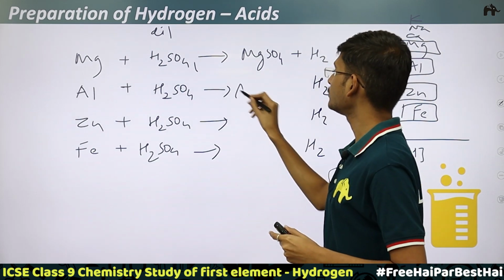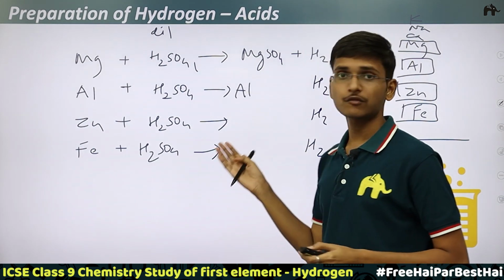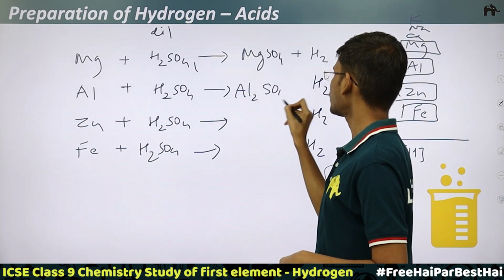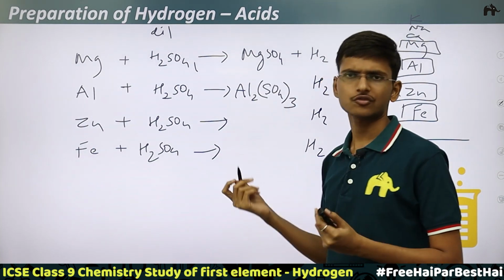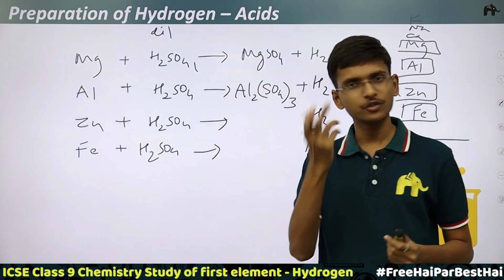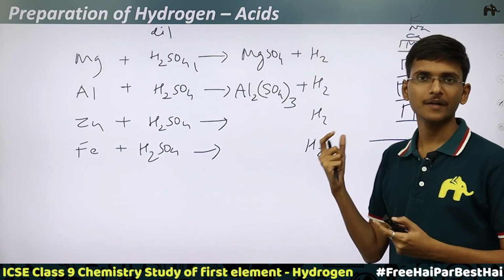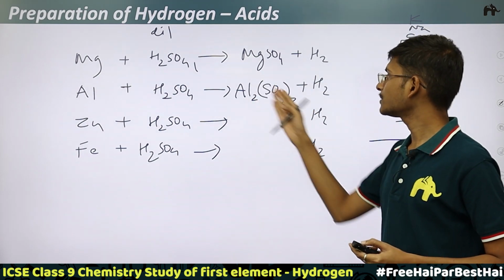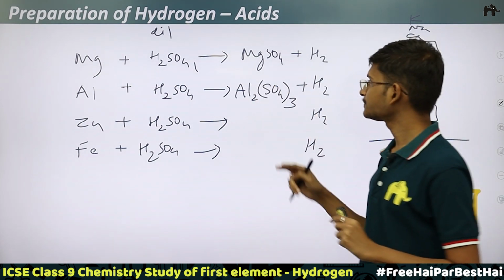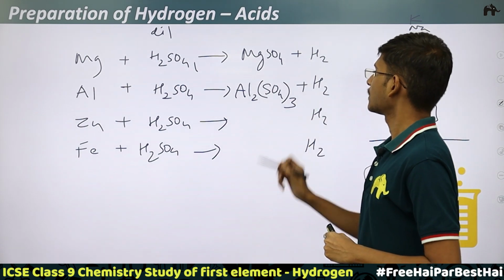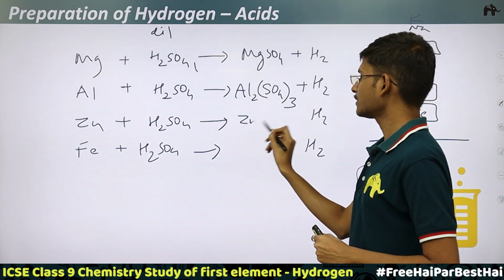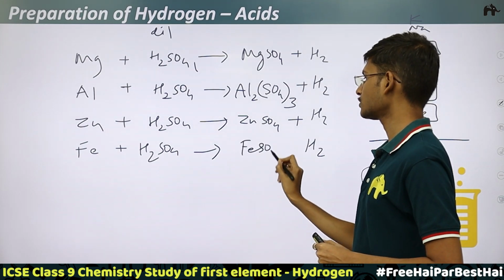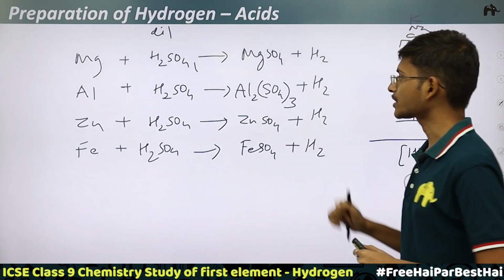So aluminium and sulfuric acid would form aluminium sulfate. Here aluminium sulfate's formula would be Al2(SO4)3. How could I make it out? Simply by the crisscross method. You can use the crisscross method in your brain and get the formula. Sulfate is having 2 minus, therefore it would come here as 2. Aluminium is having 3 plus, it would come here as 3. Clear? So now zinc sulfate, similarly ZnSO4, and then iron sulfate, FeSO4, ferrous sulfate, would be formed along with the formation of hydrogen.